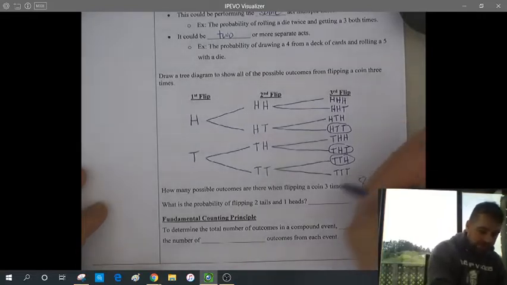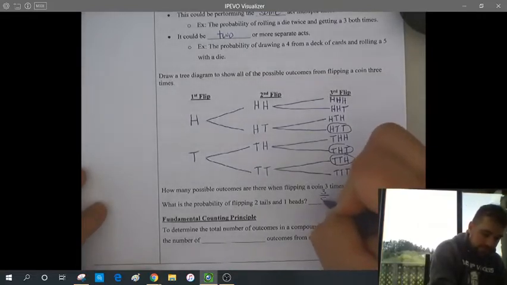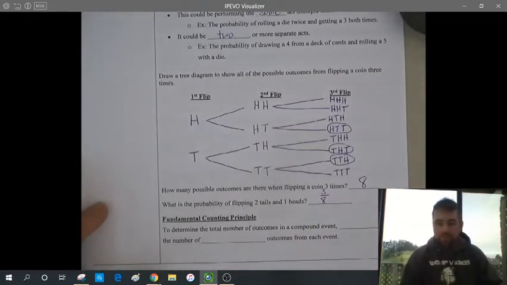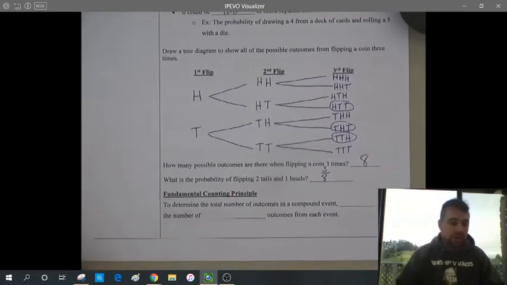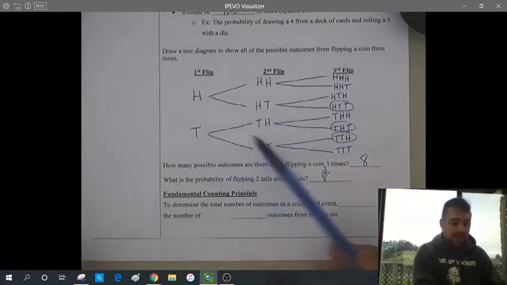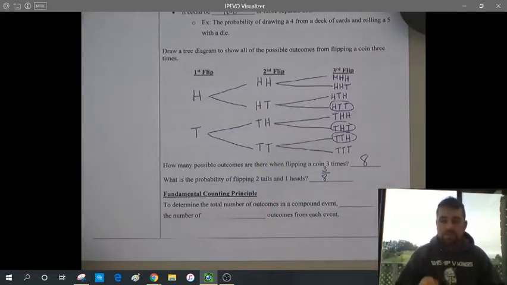So the probability of doing that would be 3 out of 8, or if you wanted to convert that over, 0.375. But there's our probability. Okay, so this is a compound event because we're taking the same act and doing it multiple times to figure out the overall probability of things happening.